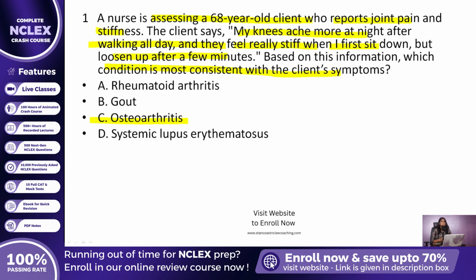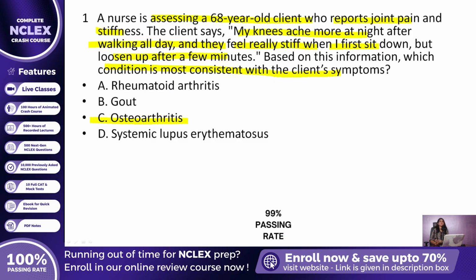The symptoms described: pain that worsens with activity and improves with rest, joint stiffness after inactivity, and involvement of weight-bearing joints like the knees are hallmark features of osteoarthritis. It typically affects older adults and involves mechanical wear and tear of cartilage. The client's description of worsening pain as the day progresses and stiffness after sitting are textbook signs.